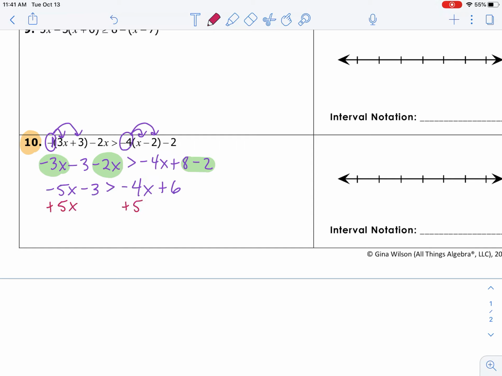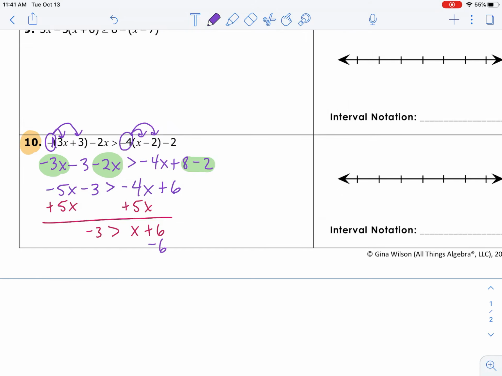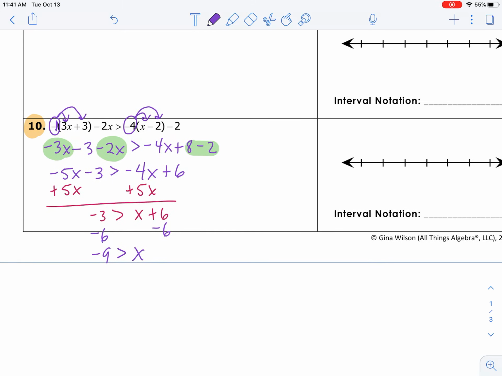We're going to add 5x to both sides the way that I'm going to do it. I'm going to bring down the negative 3, the greater than symbol. Negative 4 plus 5 is 1x, which we don't need that 1. Bring down the positive 6. The next thing I'm going to do is subtract 6 from both sides. Negative 9 greater than x. So I have this inequality, negative 9 greater than x.